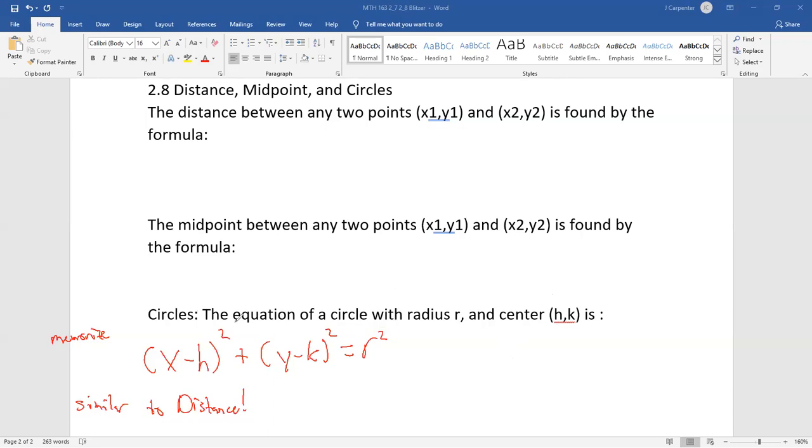But again, this is really just the distance equation, but instead of writing x2 minus x1, it's x minus h. So we're making one of these an actual variable instead of a value. Same thing here, instead of writing y2 minus y1, it's y minus k. So the h and the k are kind of like the x1, y1, but we don't call them x1 and y1 because they're not actual points on the circle. We give them a special name. And then that hypotenuse would be the r squared.